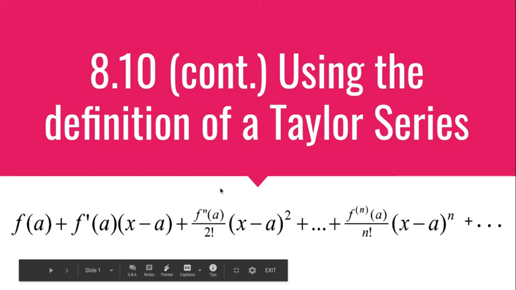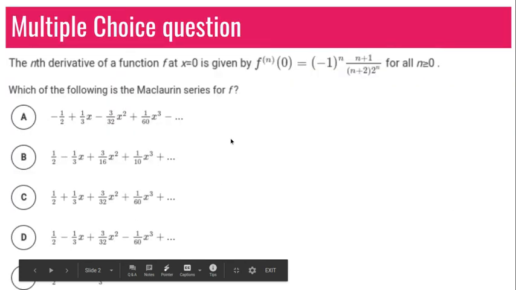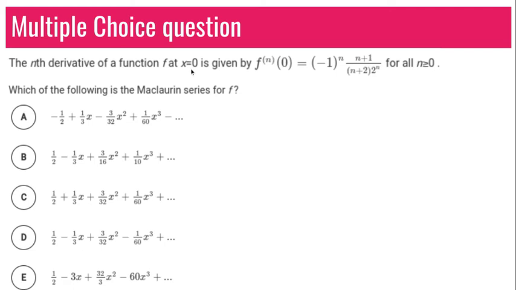Okay, so a multiple choice question requires that you know this rule. It says the nth derivative of a function f at x equals 0, so that will be our center, is given by f^(n)(0) equals negative 1 to the n times n plus 1 over n plus 2 times 2 to the n. And we're going to use this for all n greater than or equal to 0. So if n is 0, that would be the 0th derivative, which would actually be the value of the function at 0. They're not giving you the function, they're just giving you a way of finding its nth derivative. But that's all you need in order to find a series. So this is not the function. This is basically how we find the nth derivative.